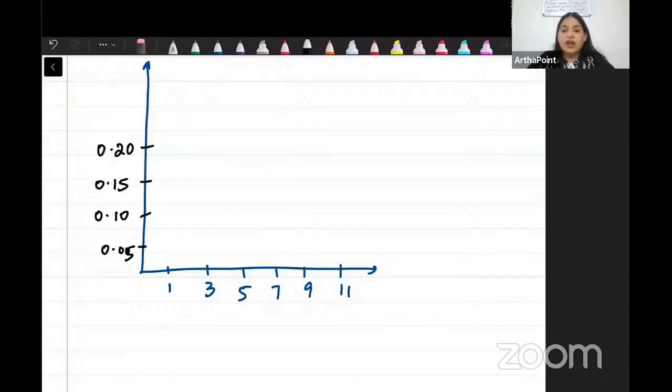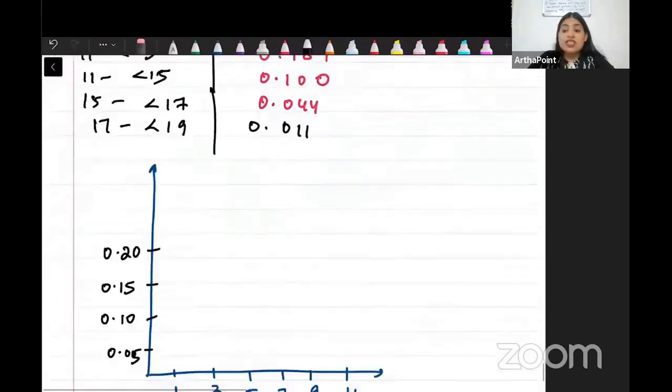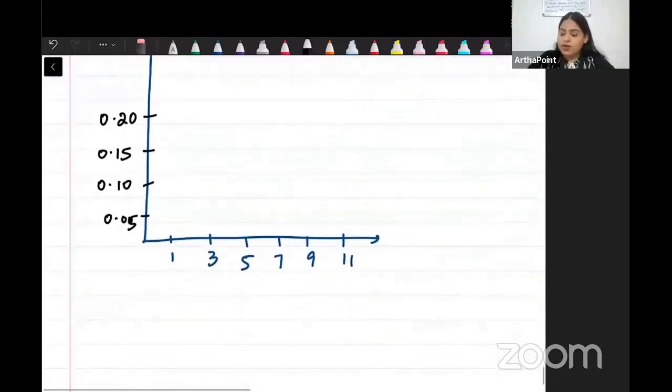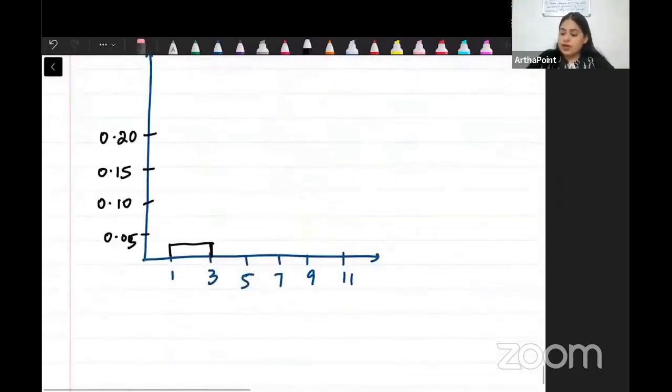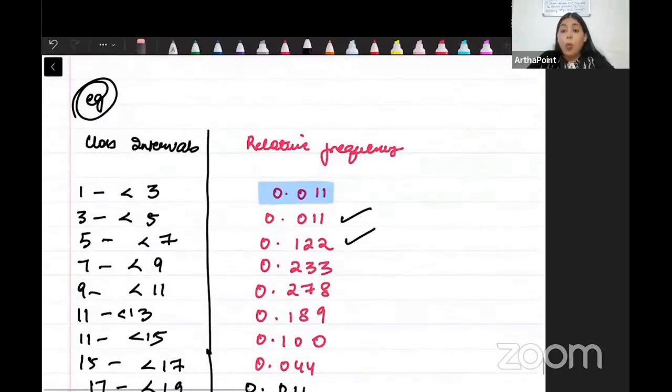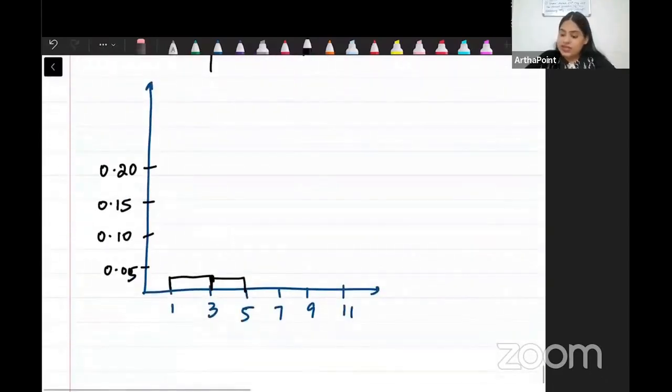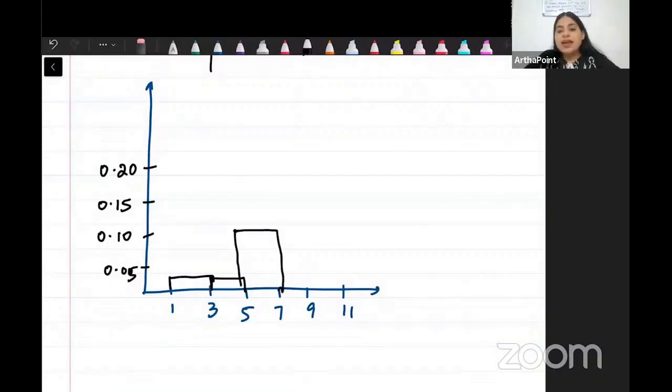And then between 1 to 3, I have 0.011. That means the bar is short, something like this. Then the next one is 0.011. Again, same. Then the next is 0.122. मतलब 12 हो गया ना, 10 से बड़ा हो गया. So it will be somewhere here. And so on.